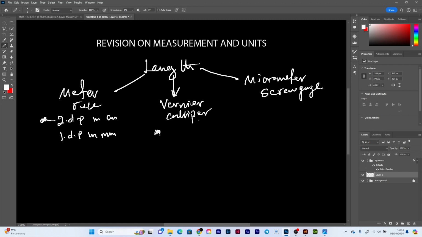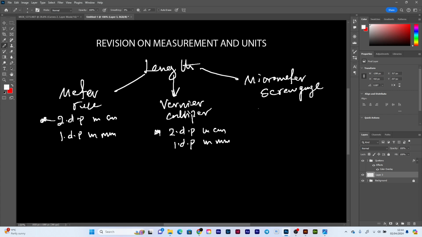What about vernier caliper? Vernier caliper also measures to 2 decimal places in centimeter. So when you have it in centimeter, it measures to 2 decimal places. I hope you understand this now. In centimeter, it measures to 2 decimal places. And in millimeter, just like meter rule, it also measures to 1 decimal place.